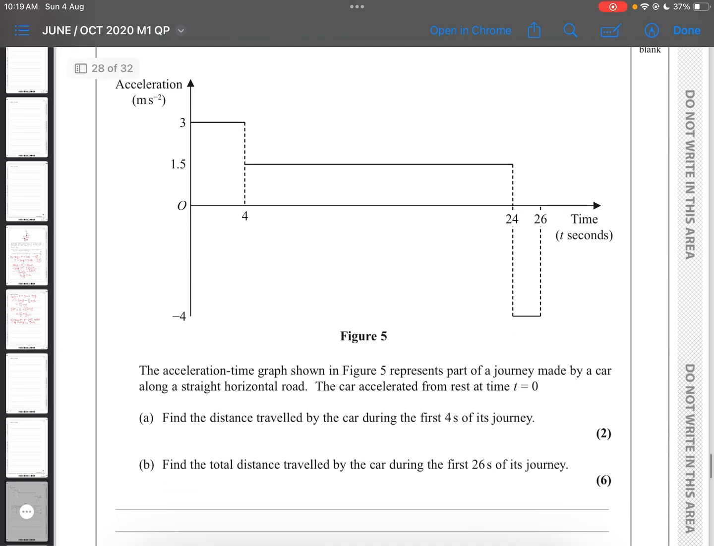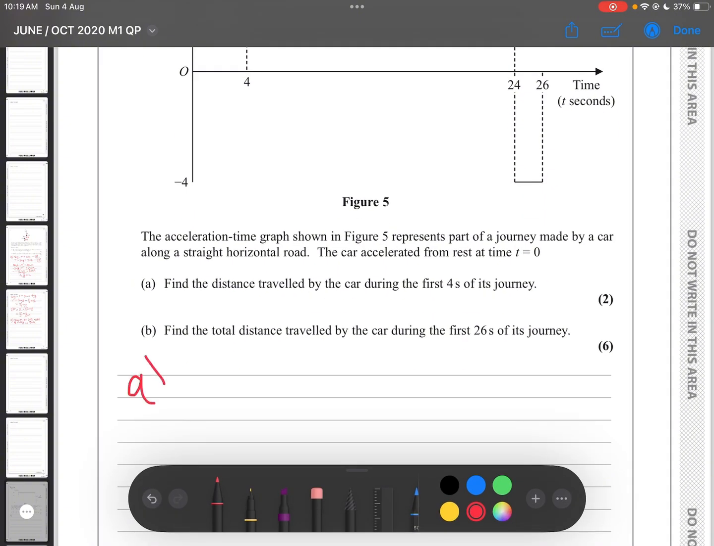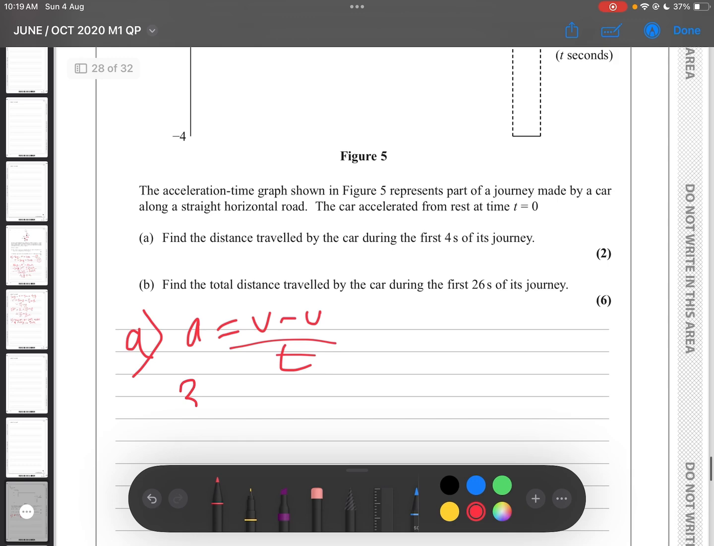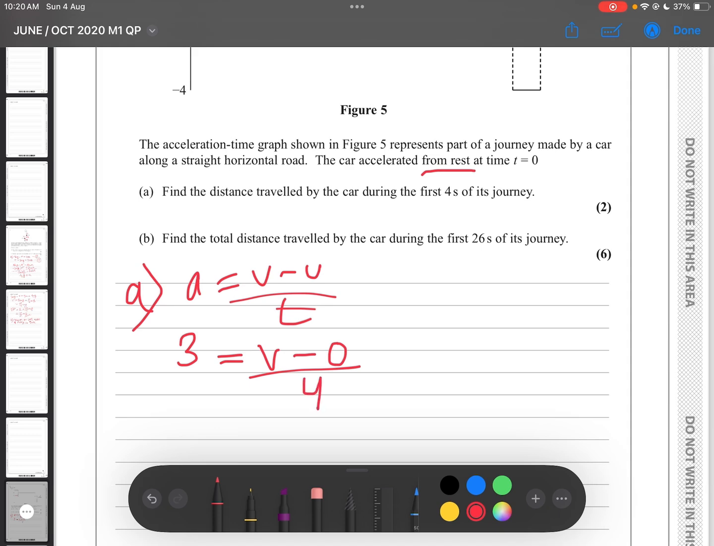First, let's find the velocity with which it was moving at t equals 4. Part A: acceleration is equal to (v minus u) over t. Acceleration is given to us as 3 according to the diagram. Final velocity is what I want, and they say it started from rest, so u equals 0 and time t taken is 4 seconds. So v is equal to 4 times 3, which is 12 meters per second.